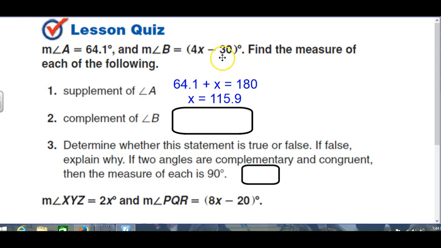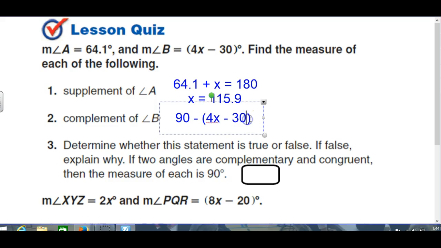Okay, since we have this angle B, 4x minus 30, if only we knew x, right? We would subtract this angle from 90, right? So you should have the expression 90 minus 4x minus 30. And I guess you can simplify that, right? You could say 90 minus the negative 30 is the same as 90 plus 30. So 120 minus 4x would be the complement of angle B. We're subtracting angle B from 90. And without knowing what x is, we have to leave this as an algebraic expression.